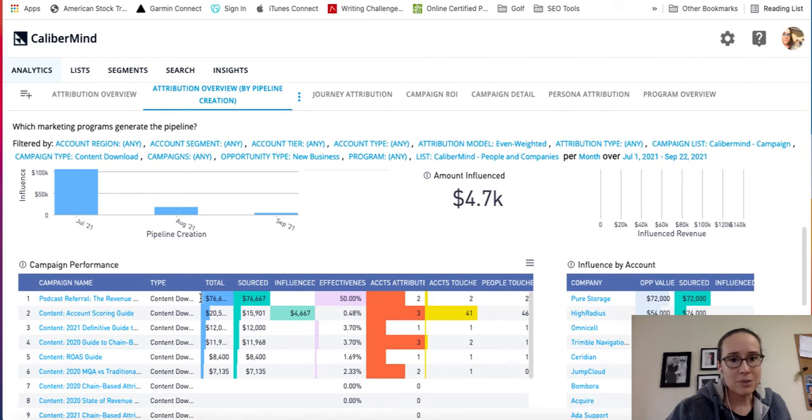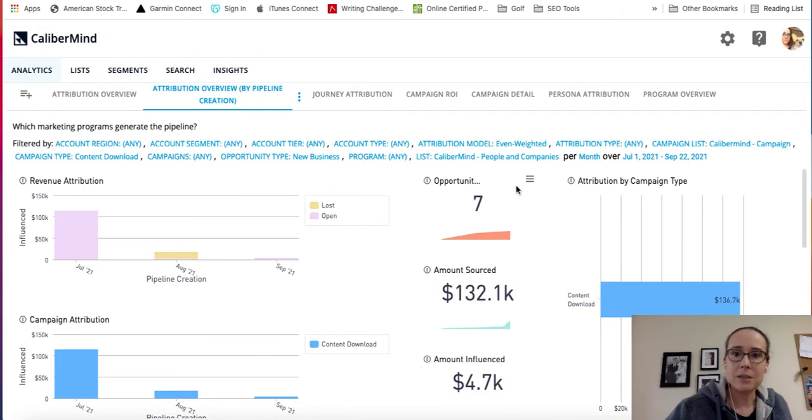I can also see we've got some podcast referrals. The account scoring guide does really well. Definitive guide to attribution, chain-based ROAS, and MQA scoring. So it's a pretty interesting split between attribution and engagement or ABM plays. We can also see the number of accounts touched versus the accounts attributed.